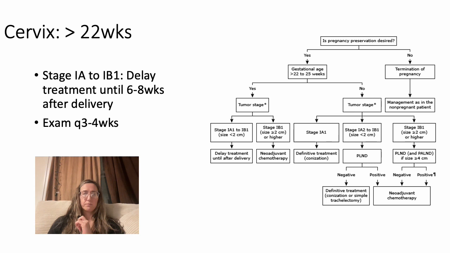Okay, now let's go to greater than 22 weeks. If it's an early stage, stage 1A to 1B1, you will want to delay treatment until 6 to 8 weeks after delivery. And while you're delaying treatment and checking on the patient, they come back for their prenatal visits, you'll want to do an exam every 3 to 4 weeks just to be sure things aren't progressing, at least to your eye.